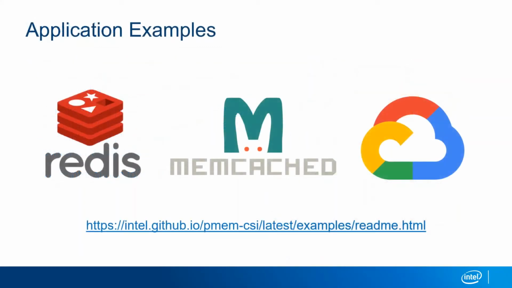Some PMEM-CSI application examples include Redis PMEM operator to deploy a Redis cluster through the Redis operator using QEMU emulated persistent memory devices, Memcached with PMEM to deploy Memcached with PMEM as a replacement for DRAM, and Google Cloud Engine to install Kubernetes and PMEM-CSI on Google Cloud machines.